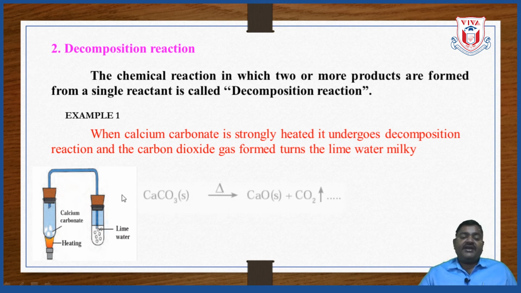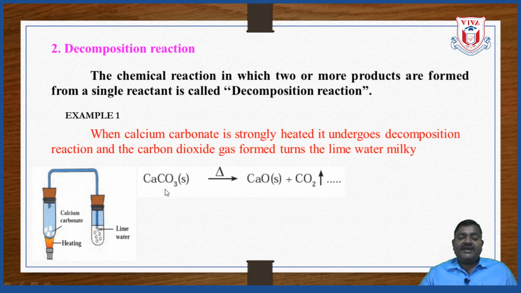ही रिॲक्शन जी आहे हे आपण अशी लिहू शकतो, CaCO3 solid on heating, the symbol of heating is this, gives CaO, that is calcium oxide, that is again solid, plus CO2 carbon dioxide gas. This is gas, so we write like this. This is up arrow. We call this up arrow. वरच्या दिशेने दाखवणारा बाण.